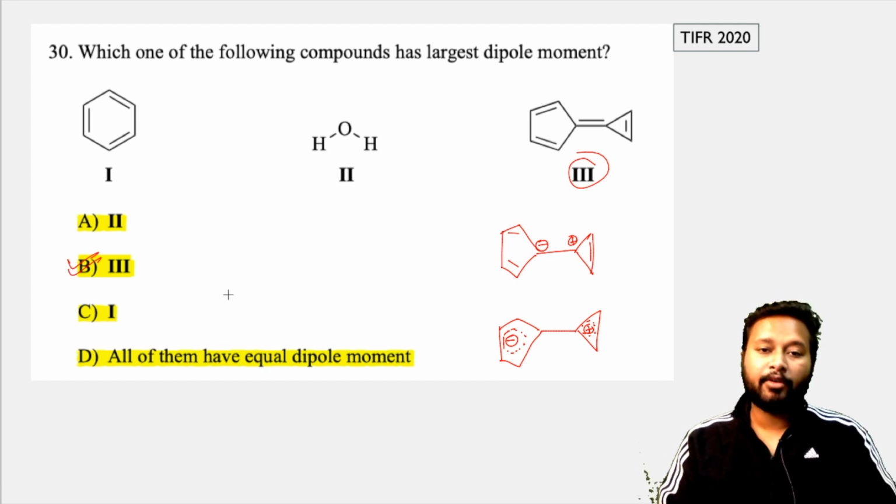Now this type of thing you are not going to experience anywhere. In option number 1 also nothing is going to happen like that. In option number 2 also nothing is going to happen like that. So option number B is the correct option, right?